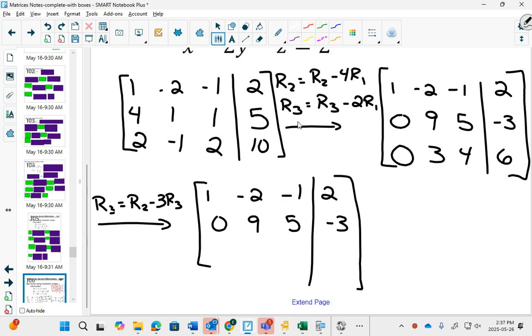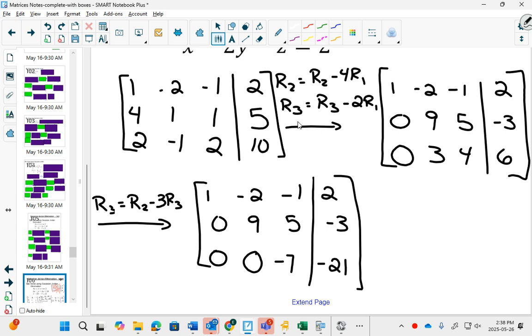Look first of all, this first one. You'd have 0 minus 3 times 0. This stays a 0. Very important. But now I'm going to have 9 minus 9, 0 there. 5 minus 12, negative 7. And negative 3 minus 18, negative 21. Step 2, we got all our zeros.